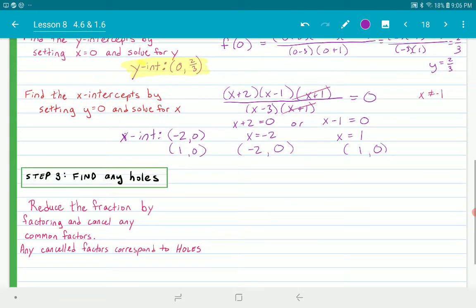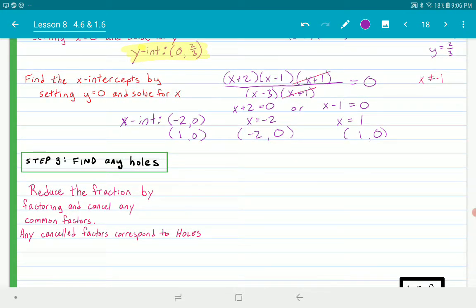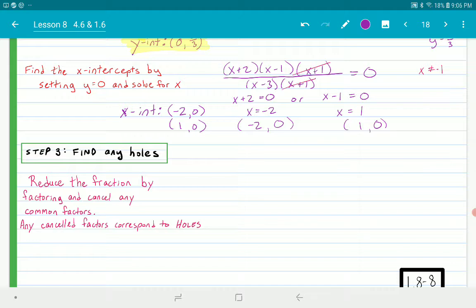Let's see if there's any holes on this graph. So now we're reducing the fraction by factoring and canceling any common factors. We kind of did that in the step above, so I'm just going to copy that down.